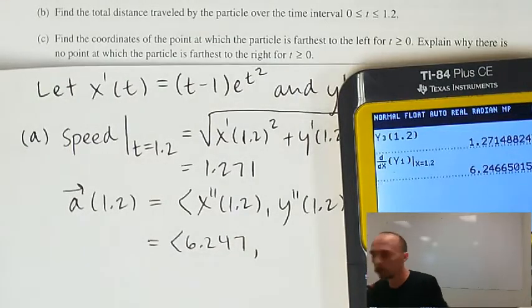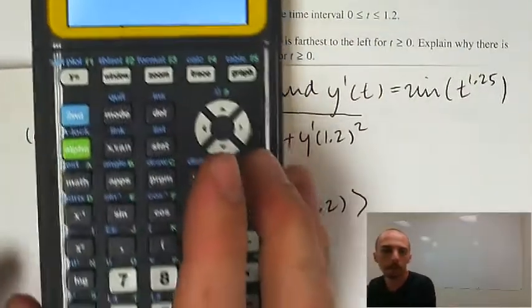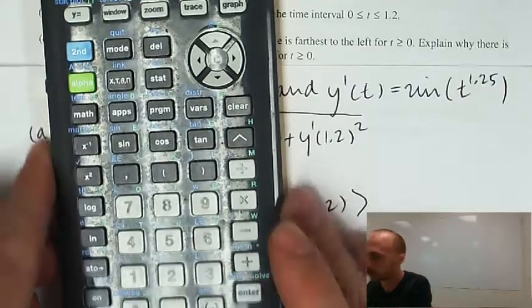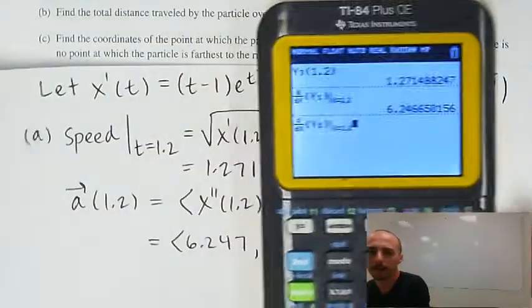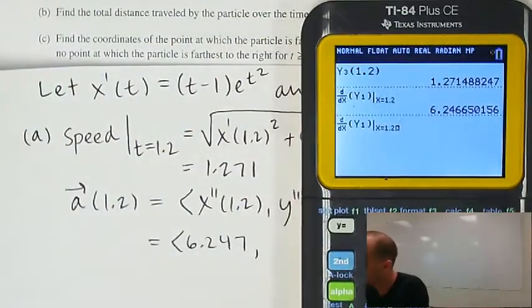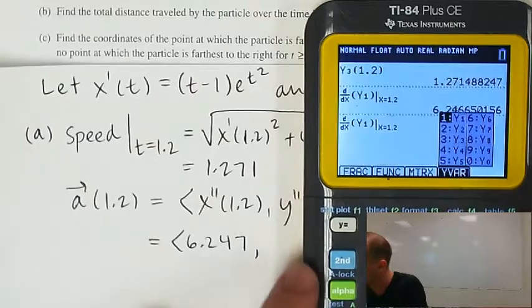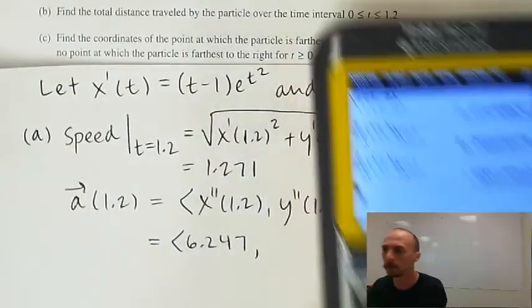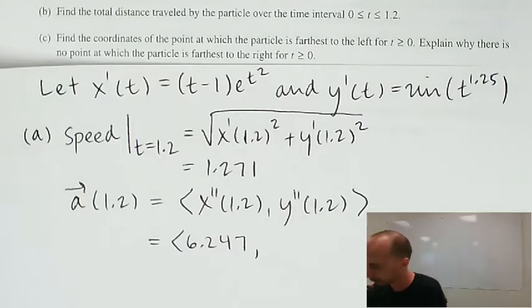And y double prime of 1.2, I'm going to do the same thing, except maybe I'll move it over here so you can see what buttons I'm pressing. I'm going to press second and enter to bring up the same exact thing again. Okay, because all I need to do is change that to y2 and press enter. I got myself 0.405.